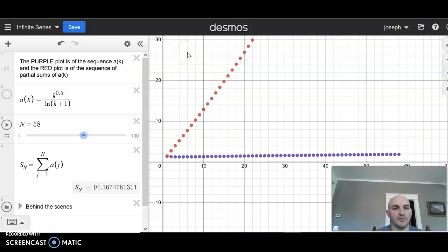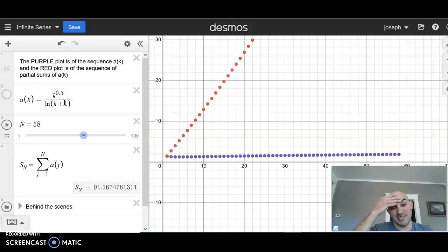Okay, I am going to first start with this sequence. I think this was the third one that we were given here, and this is the square root of k divided by the natural log of k plus 1. I was thinking about this, just chunking in some numbers in my calculator, and I noticed that the numerator is always going to produce a larger value than the denominator.